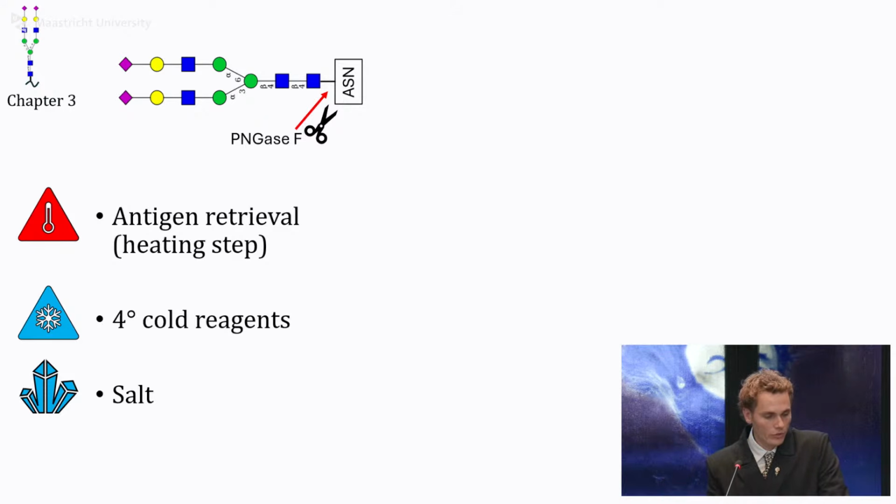And to do that, we use a cutting enzyme called PNGase F. And to optimize this protocol or this method of releasing the glycans, we introduced 3 different steps into the method. So first off, there was an antigen retrieval where the tissue is heated up to let the glycans be more susceptible to the cutting. Then we use ice-cold reagents as well as a salty incubation chamber, so to keep the humidity and all the conditions very stable for the cutting.